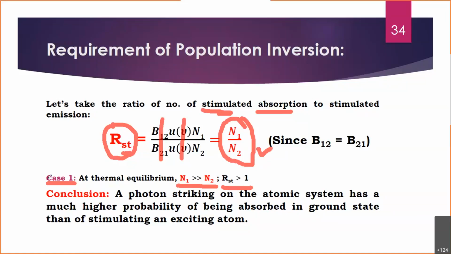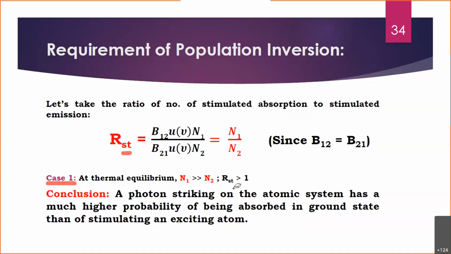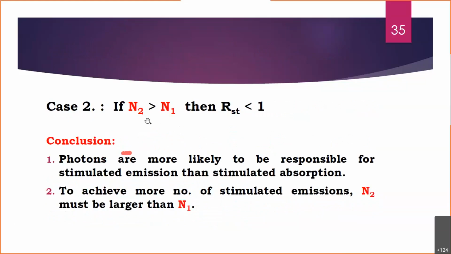Now coming to the second case, if n2 is larger than n1, that is the second case we are taking. So let me go through that. If n2 is larger than n1, then you are getting R_ST less than 1. So again, if you draw the conclusion, then you see photons are most likely to be responsible for stimulated emission rather than stimulated absorption. So now are you getting the idea? It all depends on the number of particles available in different levels.